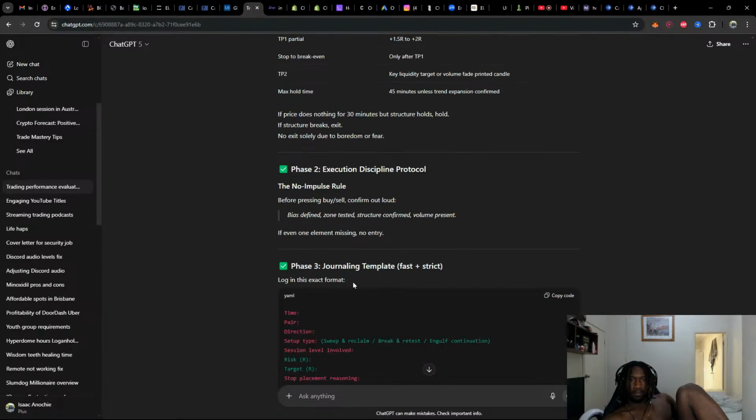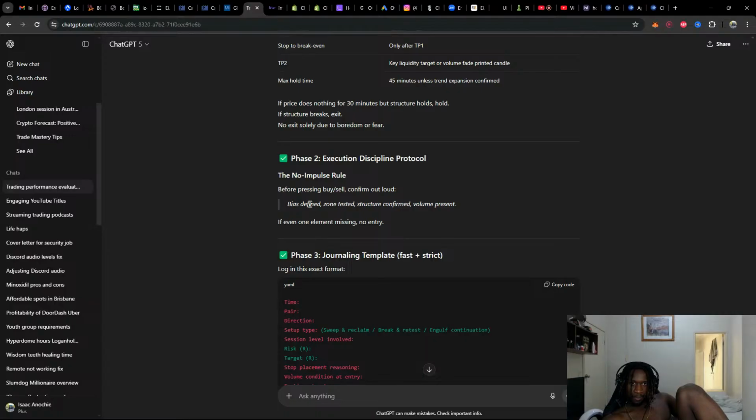Okay. Phase two, the impulse rule for pressing buy/sell. Confirm out loud: bias defined, zone tested, structure confirmed, volume present. If even one is missing, no entry. Okay. Shit, I may just write this down right now. God damn. I'll take that as well.